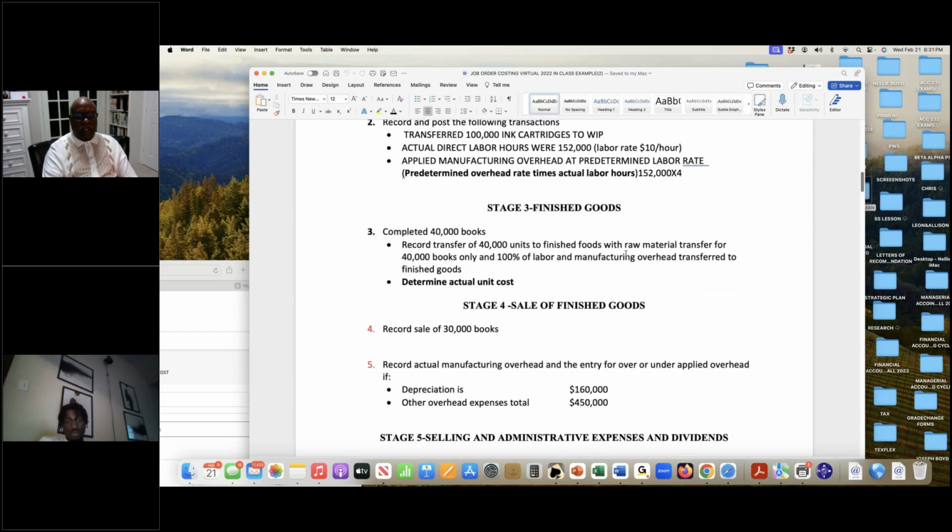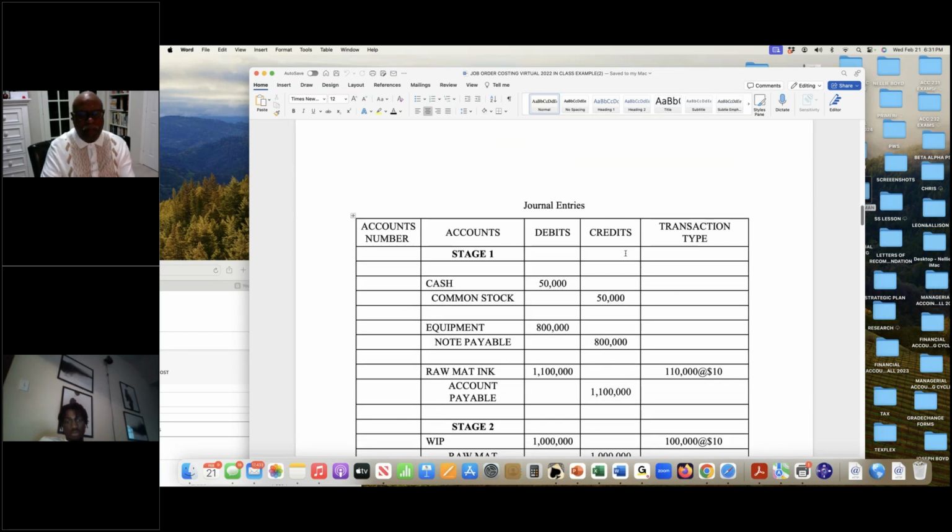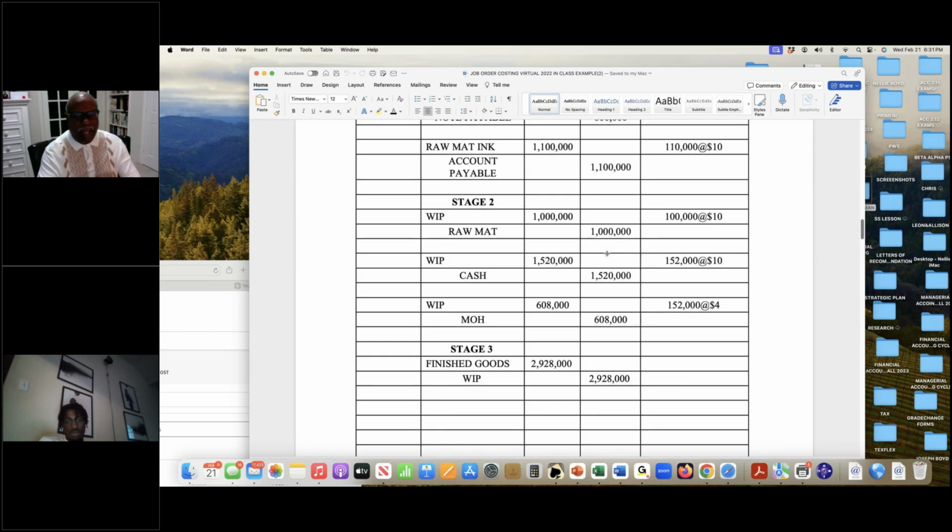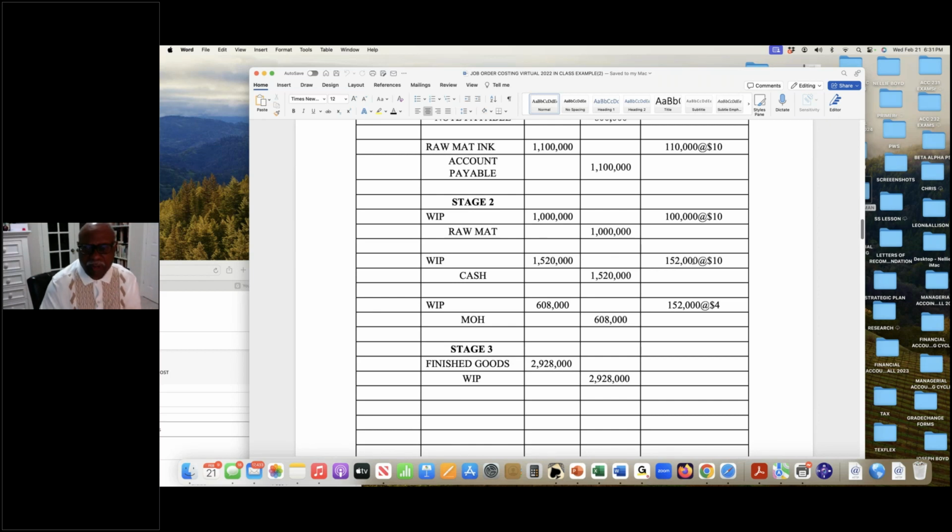So let's look at these journal entries in stage 2. We debit work in process $1 million, and we credit raw materials $1 million. 100,000 transfer in at 10. For the work in process labor, we debit work in process and credit cash. We multiply 152,000 hours times 10. Those were the actual labor hours.